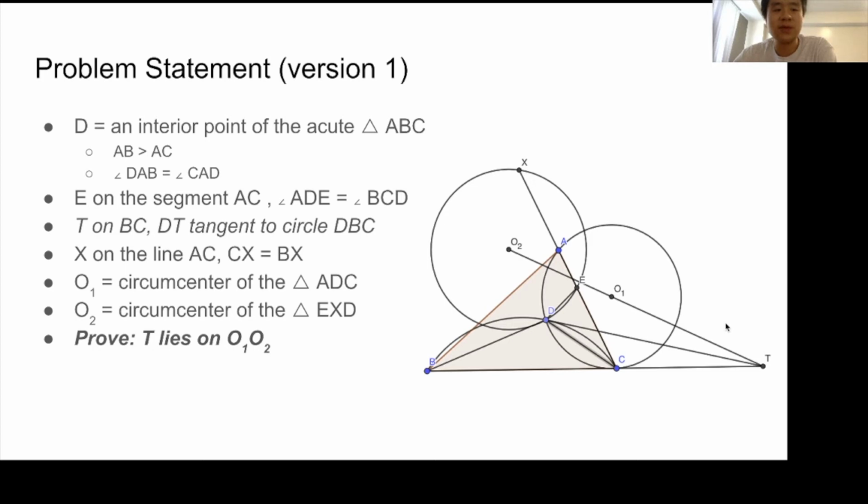Now we are still pretty far from being done, because how are you going to show that T lies on O1, O2? Okay, one tool is to show that TD and T to this second intersection are of the same length. So let's say this point is Z. We want to show that TD and TZ are the same. So this would directly imply that T lies on the line O1, O2, except for the case where the circles are tangent at the point D.